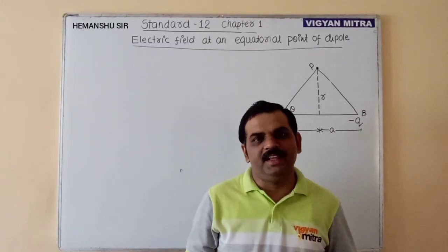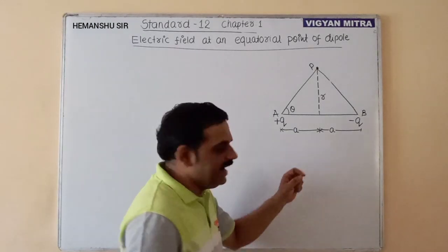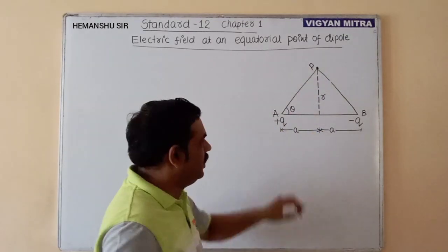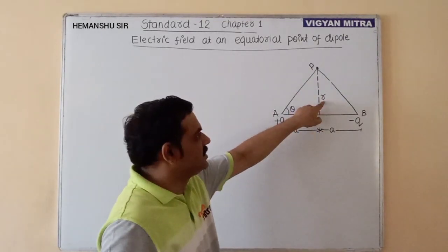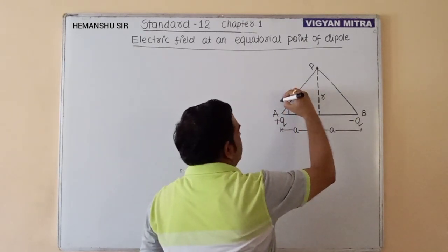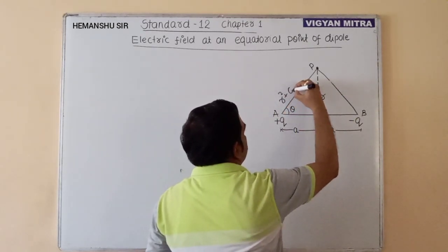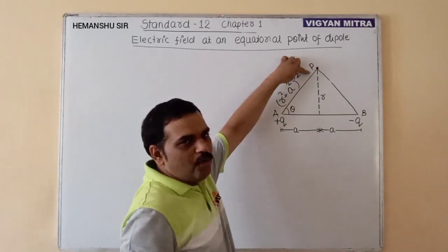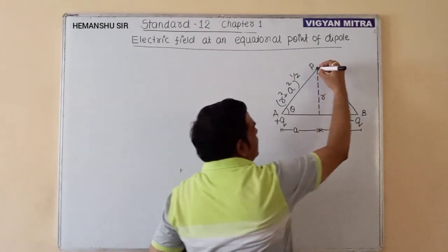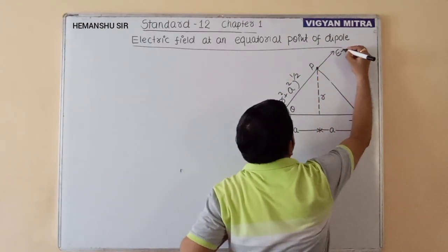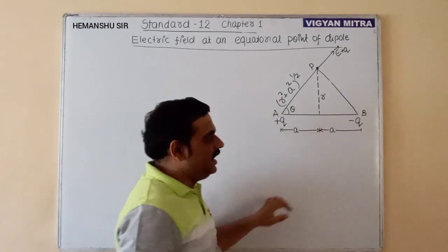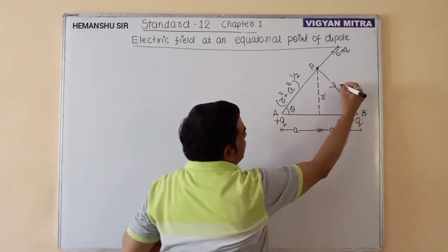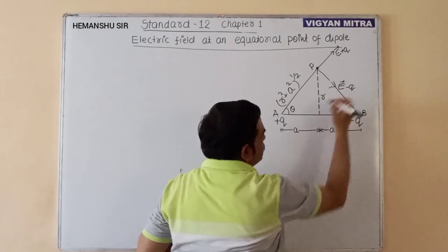Electric field at an equatorial point of a dipole. Let the electric field be required at distance R on the equatorial line of the dipole. Here this distance is A, this distance is R. So AP and PB both distances are (R square plus A square) raised to 1/2. Now the electric field at point P due to the positive charge is in this direction. This is E plus Q. The electric field due to the negative charge at point P is in this direction. This electric field is E minus Q.